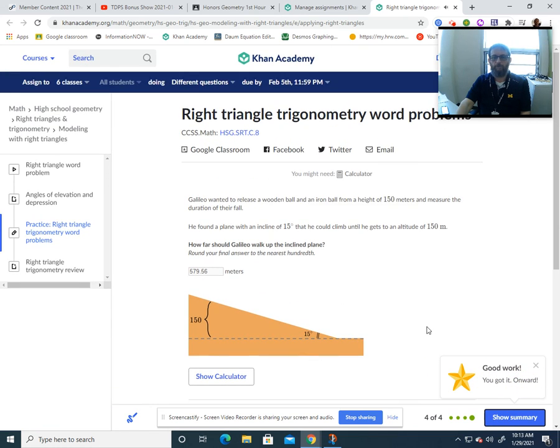Okay, there's right triangle trig word problems. Ask questions, try and make sure you understand them.